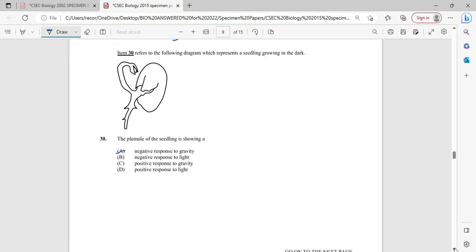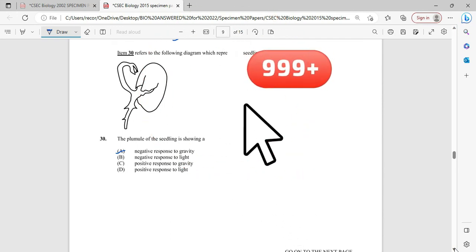Item 30 refers to the following diagram, which represents a seedling growing in the dark. The plumule of a seedling is showing a negative response to gravity. So the plumule is going to be that shoot part, while the radicle will be that root part. Here the shoot is going against gravity.